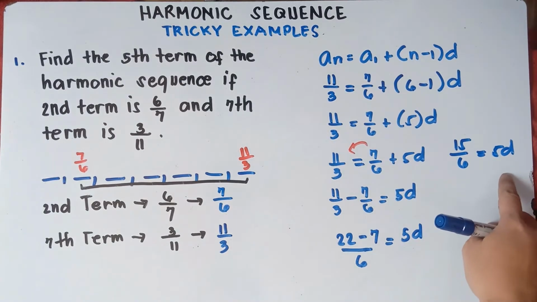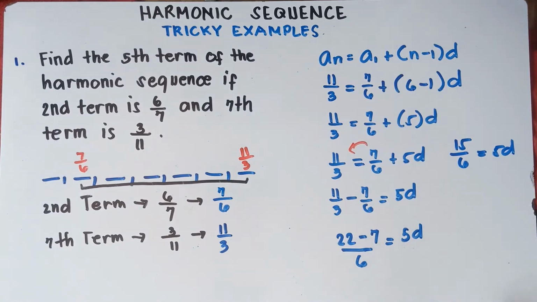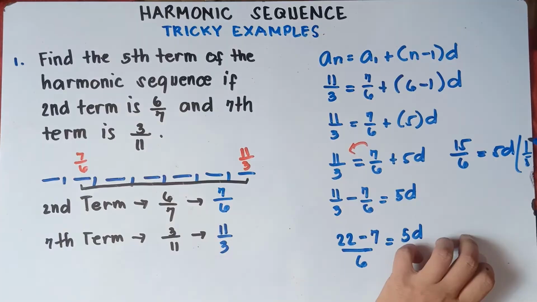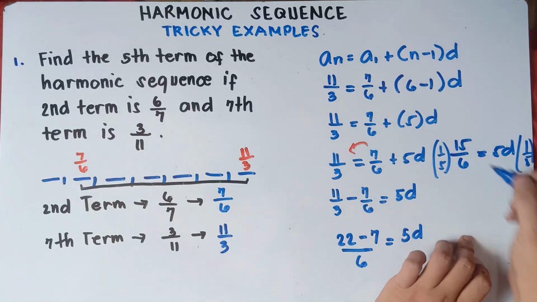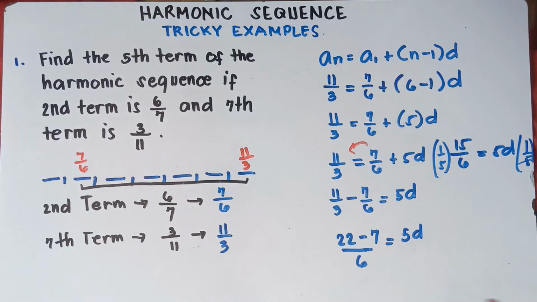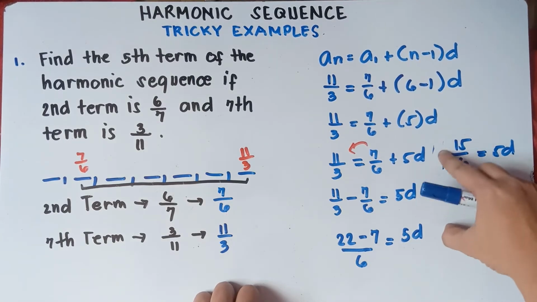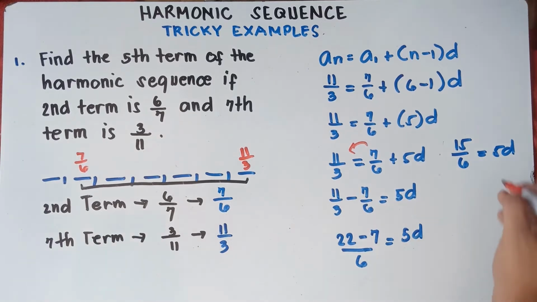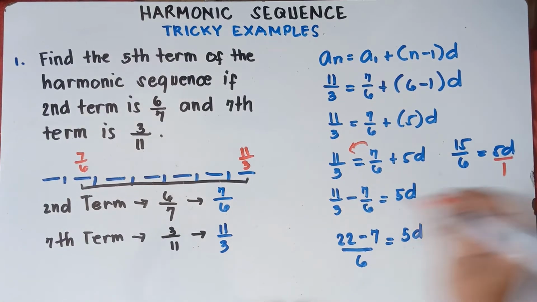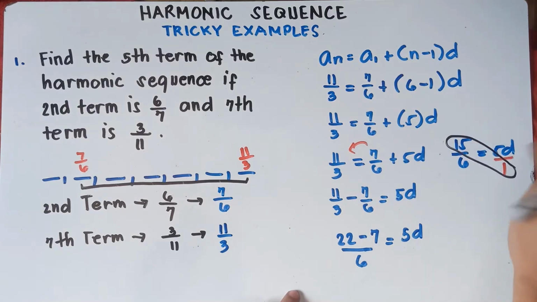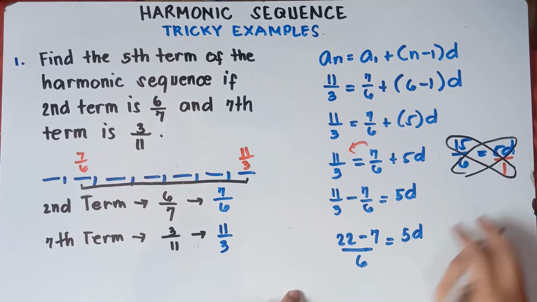Now to get the value of d, class, you can multiply both sides. By the multiplication property of equality, you can multiply both sides by 1 over 5. But it will be confusing, class, because there are some students who are confused with the multiplication property of equality or the properties of equality. So to make it simple, just do cross multiplication. Understand that 5d has a denominator of 1. You can just simply cross multiply to make it easy. It will be confusing to multiply 1 over 5 on the left and right of the equation.